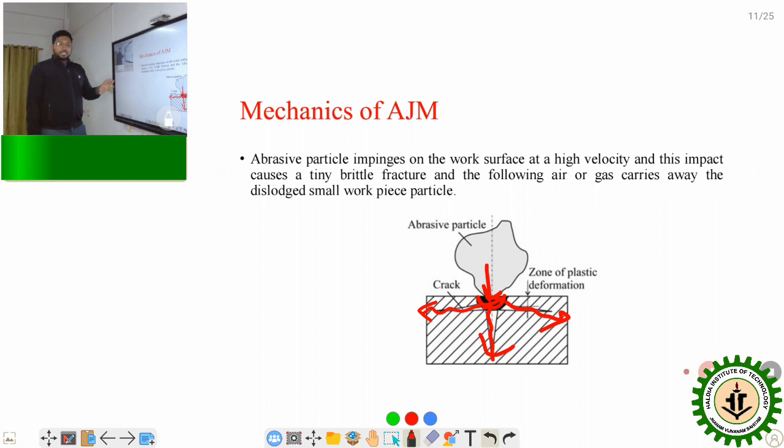So there is some disadvantage of this abrasive jet machining, but the main advantage of the abrasive jet machining is that it does not depend upon the hardness of the workpiece. So we can actually remove material from any difficult to machine ceramic or any hard alloy material.